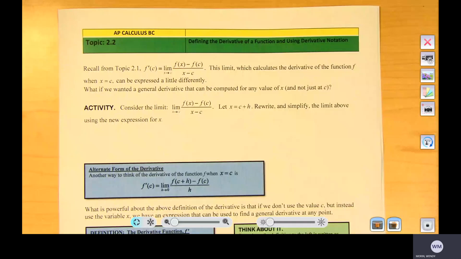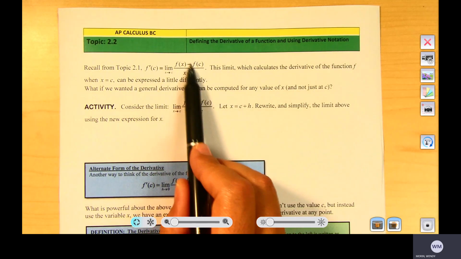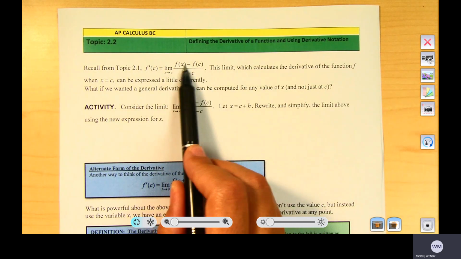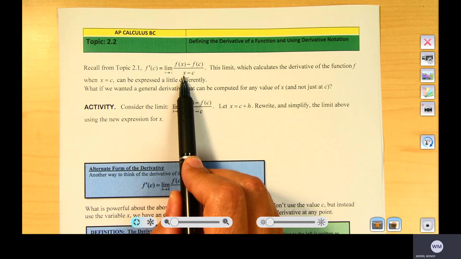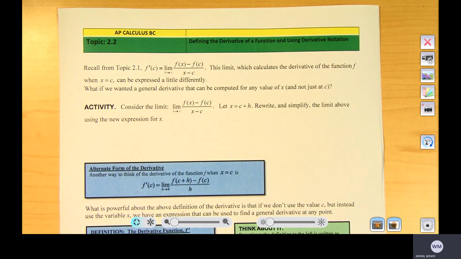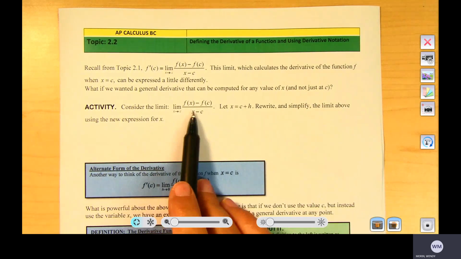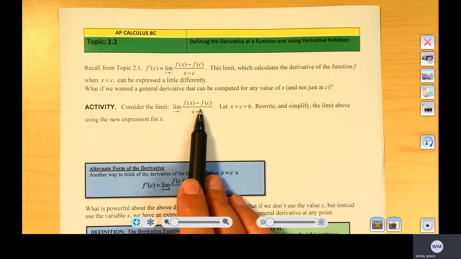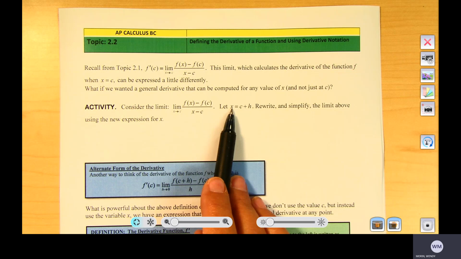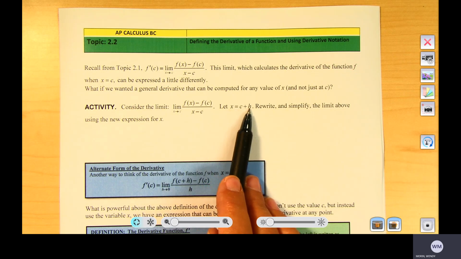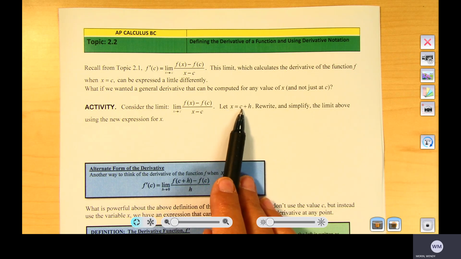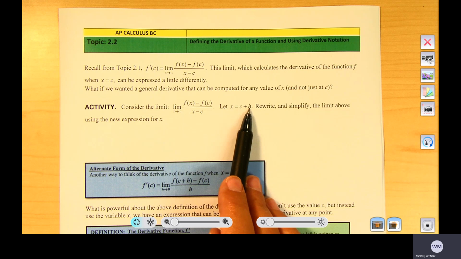Topic 2.2, defining the derivative of a function and using derivative notation. So recall from 2.1, this is the definition of a tangent line using limit notation. We are going to consider this. However, we're going to say that x is equal to c plus h. So our x value is going to be c plus h.